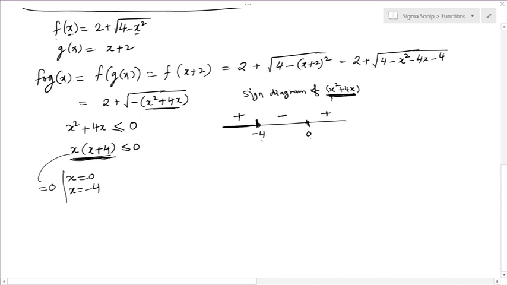So the value of this thing is negative in this middle region, and that is our domain. So the domain of f(g(x)) is equal to x, such that x is greater than or equal to -4 and less than or equal to 0, and x is a real number.